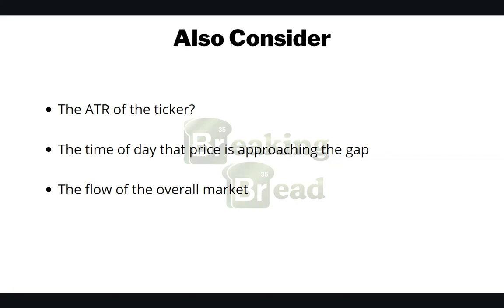And then the flow of the overall market. So I want to find gaps that are flowing with the overall market. So if the NASDAQ is running up, ES is running up, then I'm going to trust that play to the upside. If NASDAQ is running down and ES is running down, then I'm going to trust that play to the downside. So I just want to go with the flow of the market. Not saying that tickers can't go opposite of ES and NQ. It definitely can, but I just like to go with the flow of it, not against it.